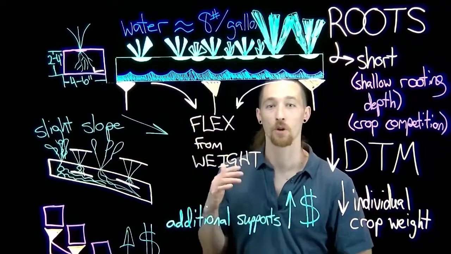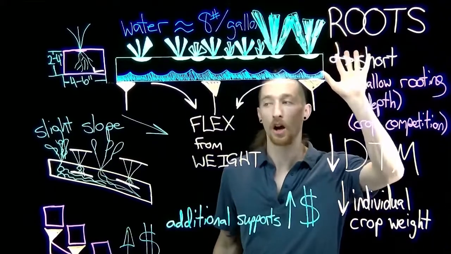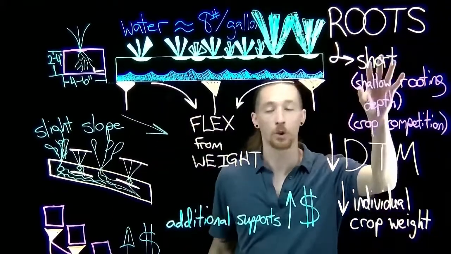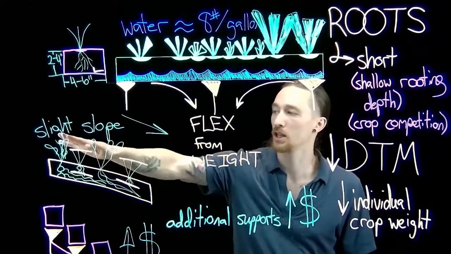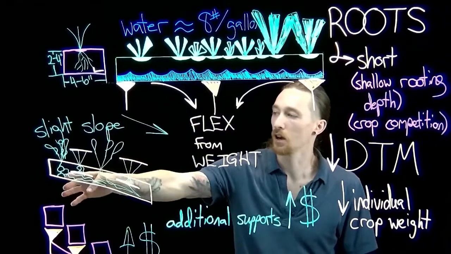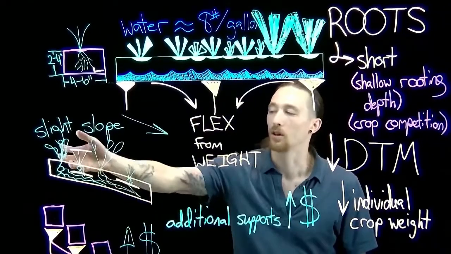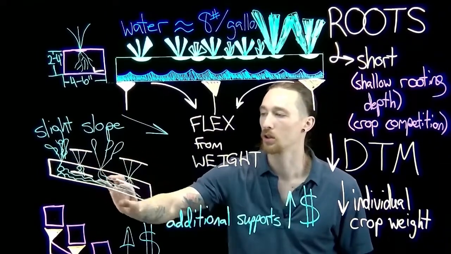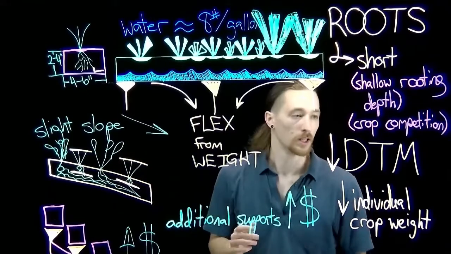Crop selection for nutrient film technique hydroponics involves focusing on fitting the roots into the growing channel. We want short roots because of our shallow rooting depth and crop competition. This slight slope leans all the roots towards one of the crops rather than, or pushes competition for roots down the channel. And so the shorter your roots, the less likely you'll experience crowding and dwarfing.